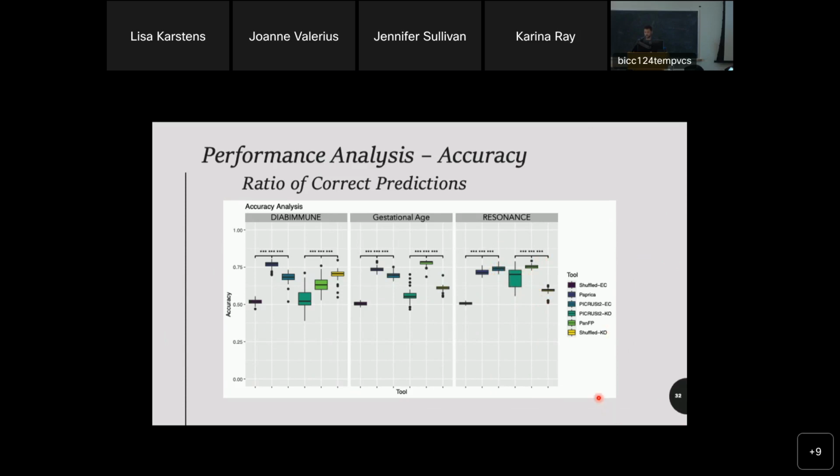We can interpret these results as being that accuracy for each tool varies depending on the cohort being analyzed. However, we do see some trends where Paprika exhibits significantly greater accuracy than PICRUSt2 in terms of EC numbers in 2/3 of the cohorts, whereas PanFP exhibits significantly greater accuracy than PICRUSt2 in all of the cohorts, except that in the first cohort, both exhibited significantly less than the shuffled null data set, so we can't really use that in our findings.